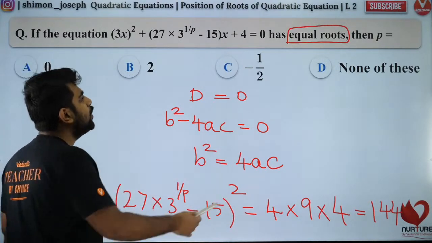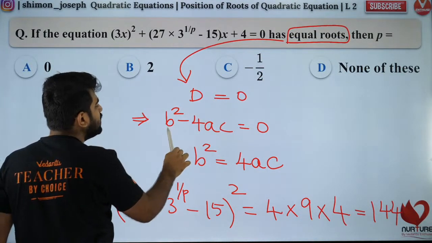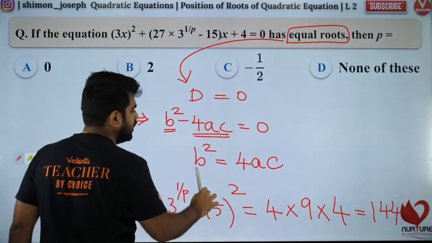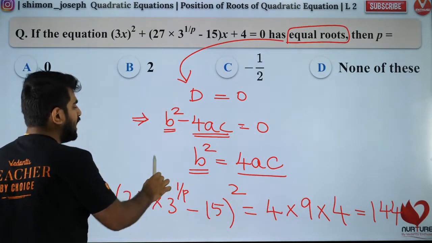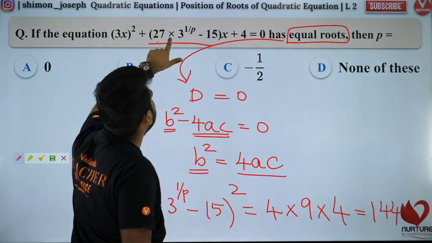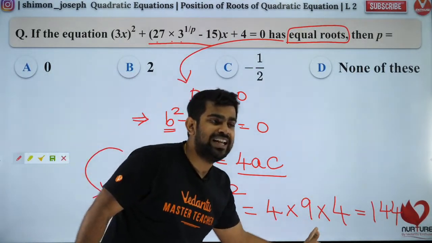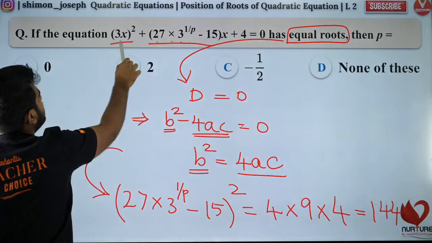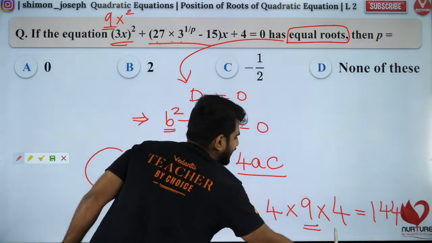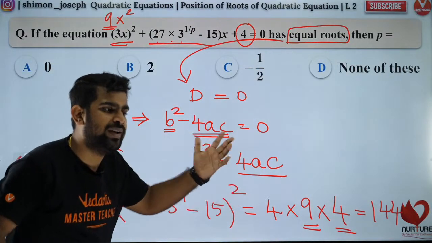Okay. Till here you all understood it. So Faiza, equal roots means your discriminant will be 0. What is your discriminant? Your discriminant is b square minus 4ac. Okay. So b square minus 4ac is equal to 0. So b square is equal to 4ac, and that is how we got this. What is b? B is this coefficient, 27 into 3 to the power 1 by 3 minus 15. So b square equal to 4ac. A is 9, na? Because if I square this, I will get 9x square. So a is equal to 9. So 4a into c. C is the constant term. Are you all clear? Now after this, it is very, very simple.